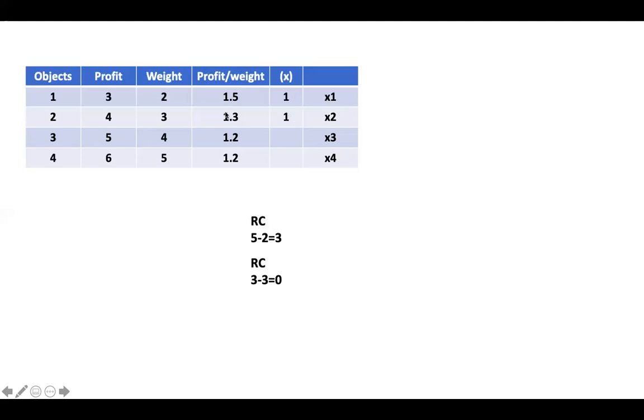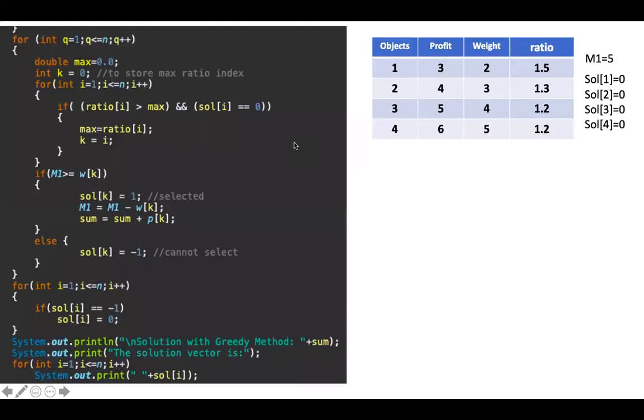Is it clear? We are doing that using the highest profit over weight ratio. So only these 2 items. Remaining knapsack capacity is now 0 because the weight has already become 5. Our capacity was 5. So that is the solution. Items 1 and 2 are selected, 3 and 4 are not selected. That is how we solve it manually. Now we shall see it programmatically.